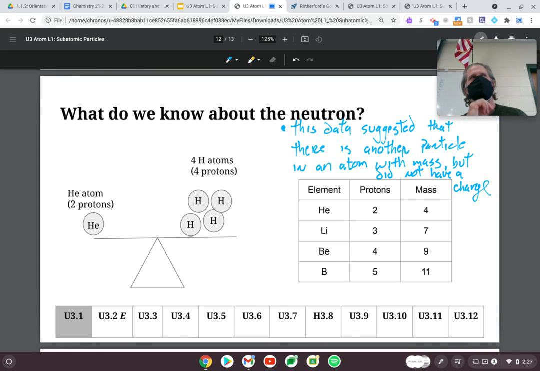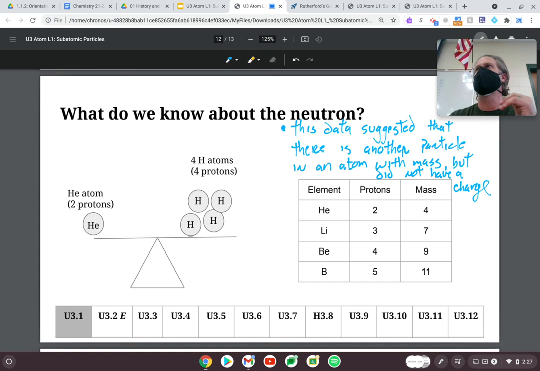And it's important to understand that because we know that all atoms themselves are neutral. That is, they don't have a charge. So if we have some negative things and an equal number of positive things, then they have to be neutral, right? But if there's another particle in there that had a charge, that would offset everything, and that wouldn't make any sense.